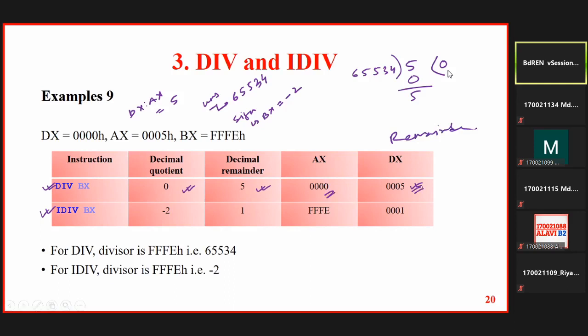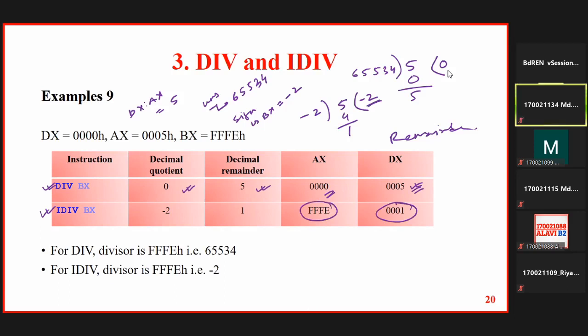But in the signed case, what happens? You're dividing 5 by -2. That means the result is -2, and the remainder will be 1. Try to see, your remainder is 1 and the result is -2, which is FFFE. Is it clear? Is there any confusion up to this? Actually, we are having very simple multiplication and division things. At the end, we'll see one example where you can see why we need these things in assembly, and one of the applications.